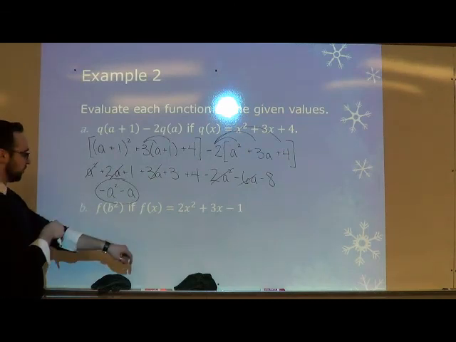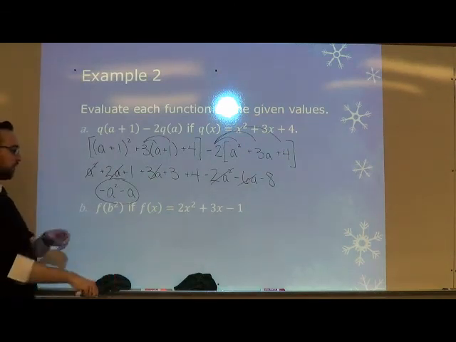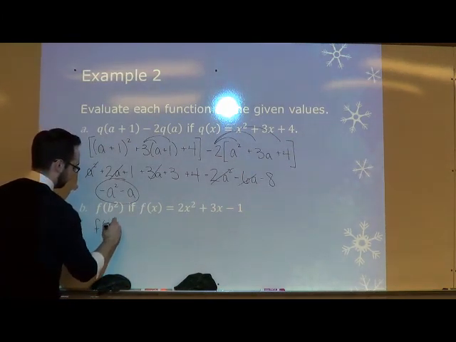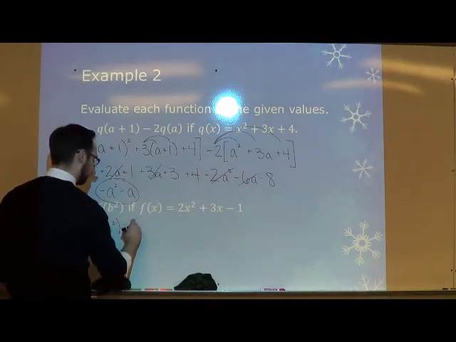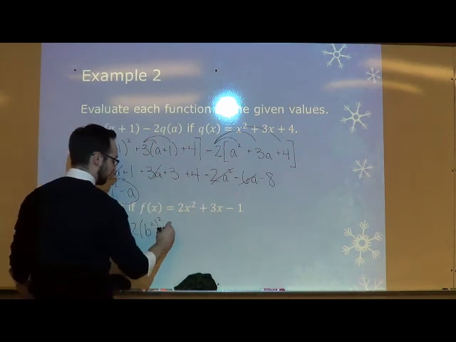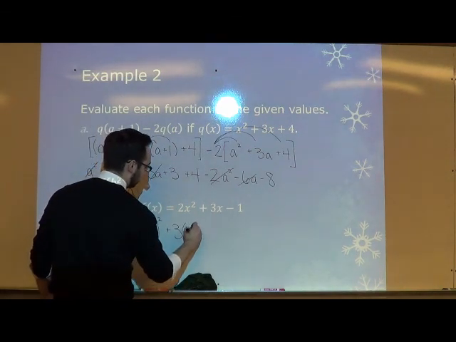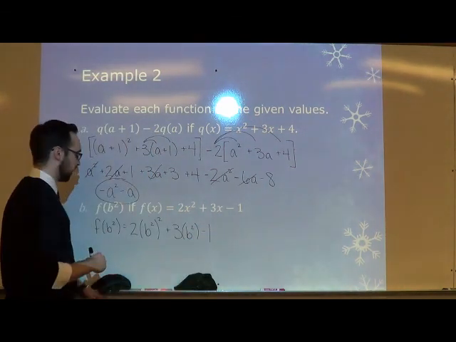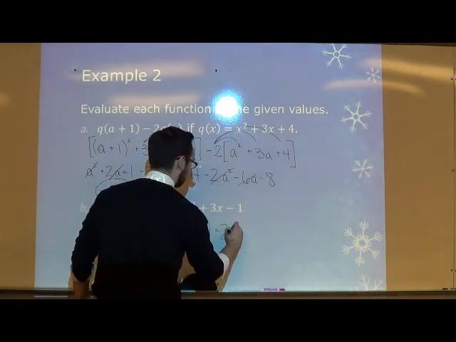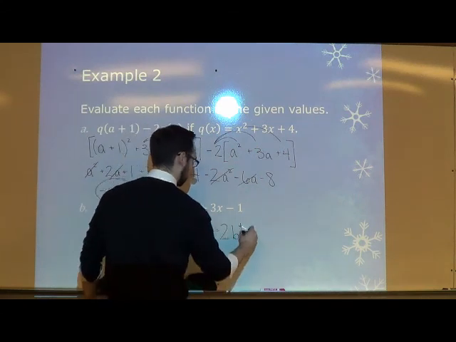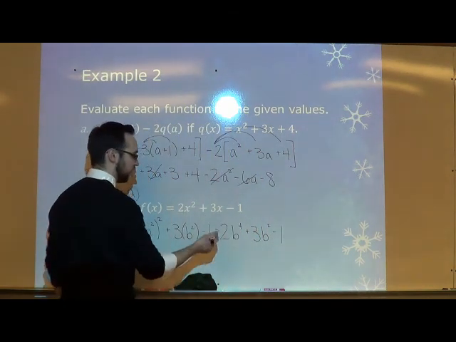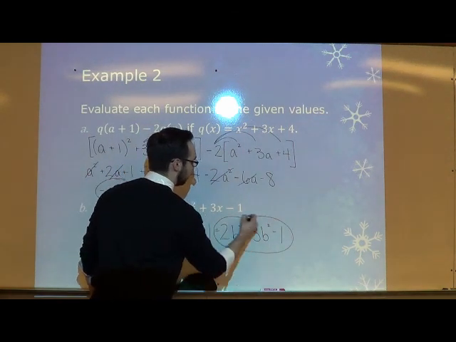And now this one's a little simpler, just taking f of b squared. So everywhere there's an x, we're going to replace it with b squared. So f of b squared is equal to 2 times (b squared) squared plus 3 times b squared minus 1. So (b squared) squared is b to the 4th. So I'd have 2b to the 4th plus 3b squared minus 1. And there are no like terms, so that would be our final answer.